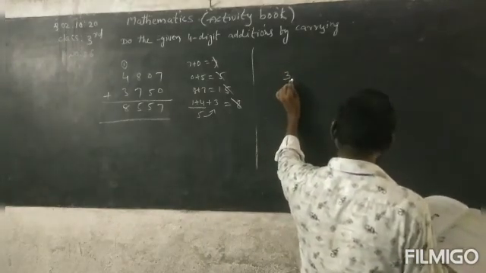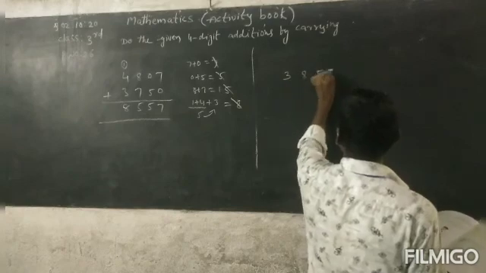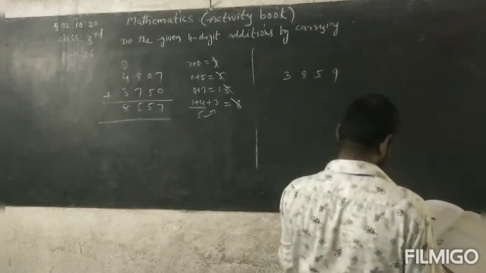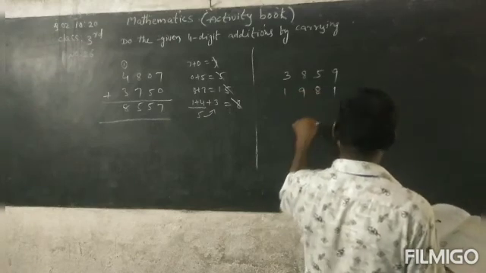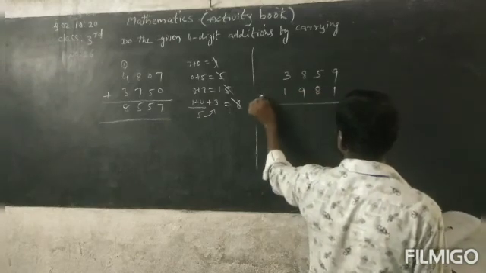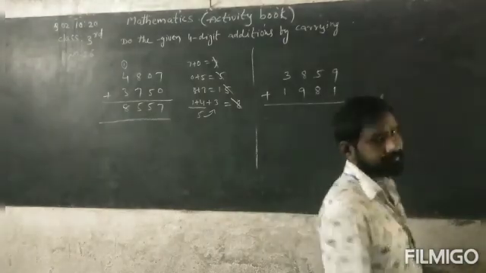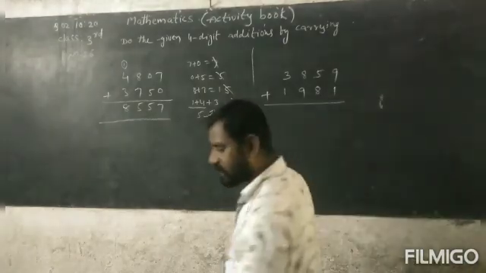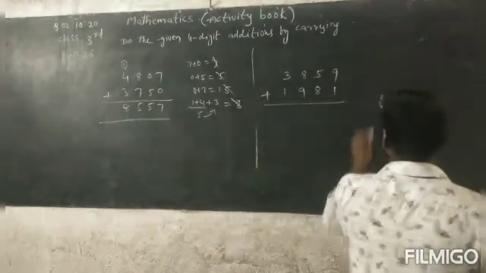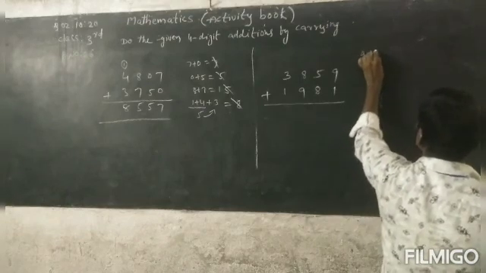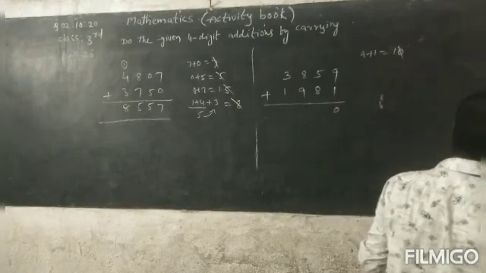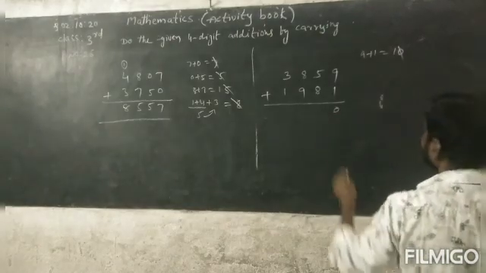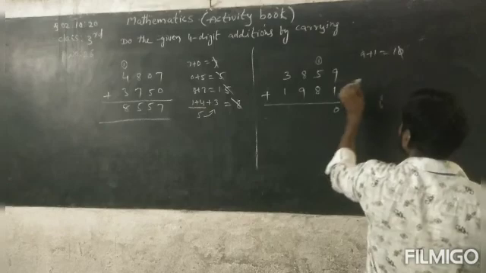Next, 3,859 plus 1,981. First, we add the digits in the ones place. 9 plus 1 is 10. 0 is taken and written under the ones place, and 1 is carried to the tens place.